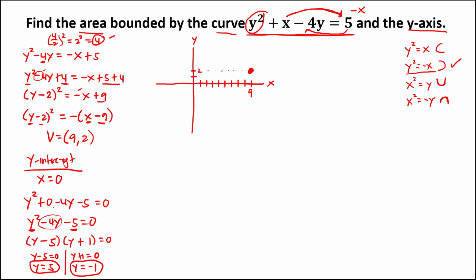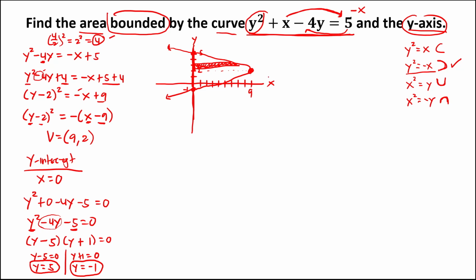So x is 0, y is positive 5: positive 3, positive 4, positive 5. Then the other one, 0, negative 1. So this is negative 1. Since the curve opens to the left, this is now the graph of this curve. Then we need to find the area bounded by the curve and the y-axis. So this is the y-axis. So this is now the area, the x formula.